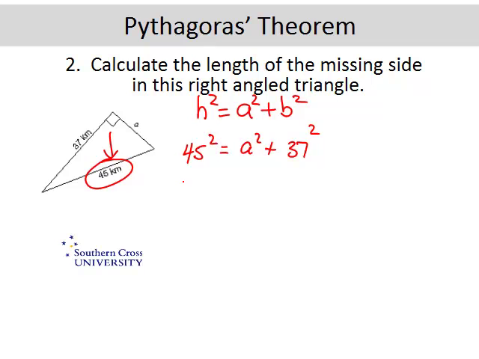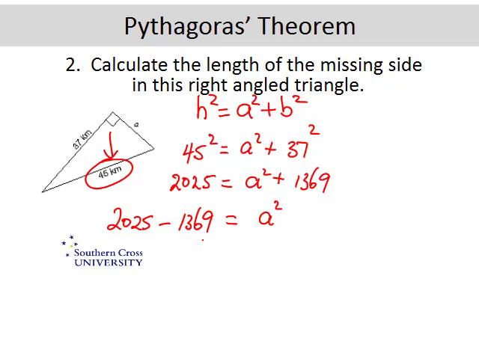And actually working out the values of the squares, so 2025 is equal to a squared plus 1369. Now we need to get a squared on its own, and on the right hand side 1369 has been added, so if we move it to the other side it will be the opposite to adding, which is subtracting. Or you might prefer to think of it as we're subtracting 1369 from both sides. So 656 is equal to a squared.